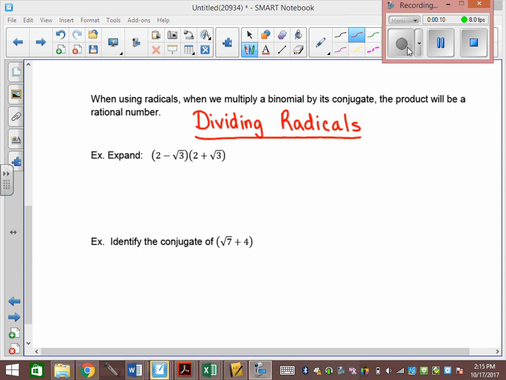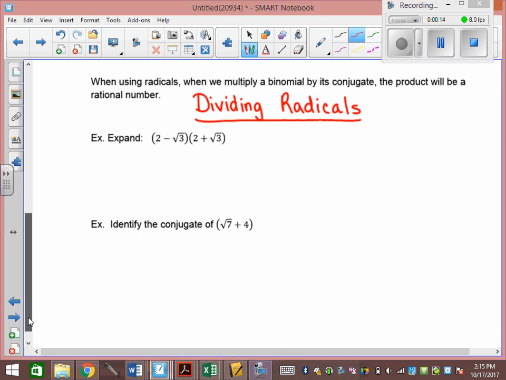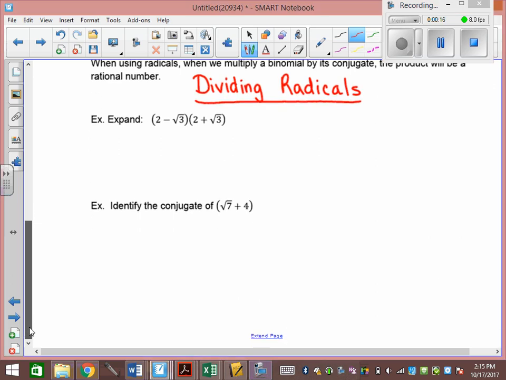Okay, we're starting off with dividing radicals, and I know we're starting off with multiplying, but they are being used in order to divide. So we'll go through how to multiply radicals again, because we're going to need to use that for division. I know it sounds weird, but bear with me. Believe in me. So we need to expand this. This is from yesterday, so the multiplying.